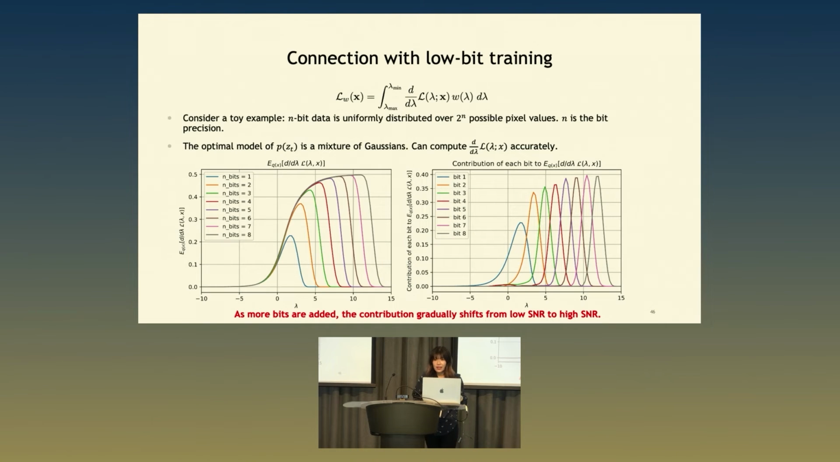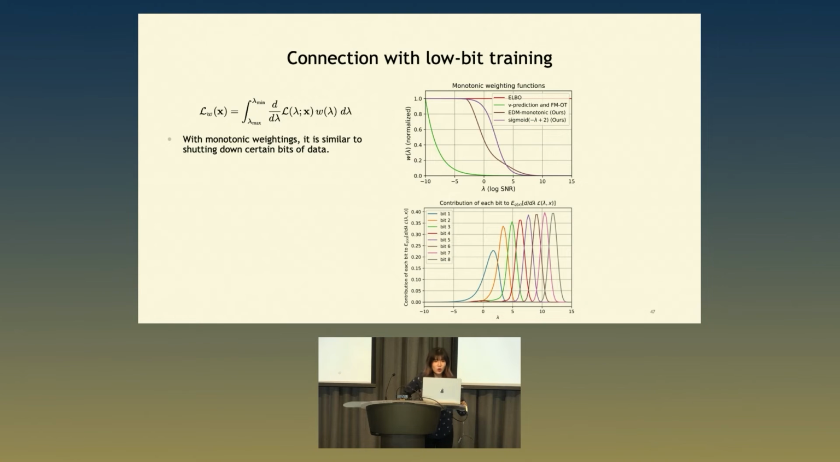So this again aligns with our analysis about Fourier analysis, which means that if we really want to compress our data to very low bit, then the content remaining is all about the low signal to noise ratio regions. And as we continuously add more details to the data, then we gradually go to the high signal to noise ratio region. And now it becomes clearer what the weighting function means.